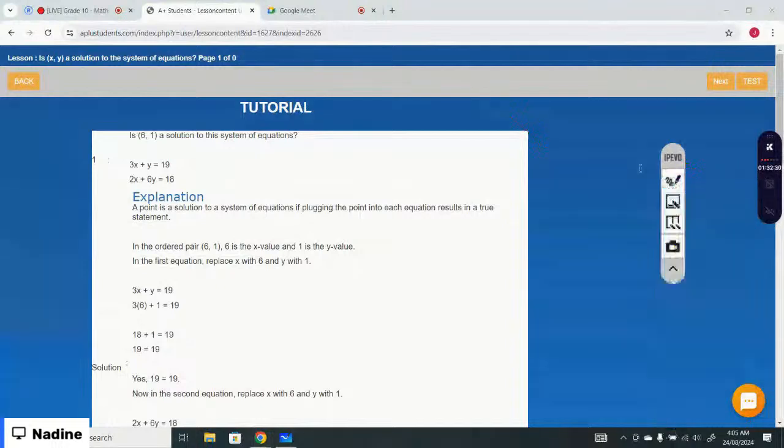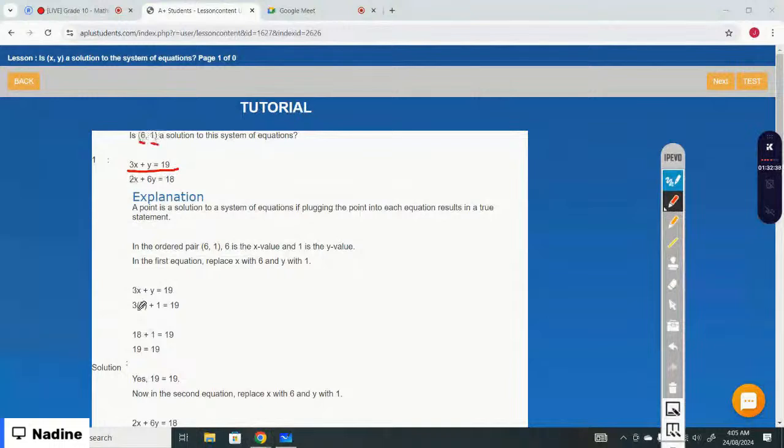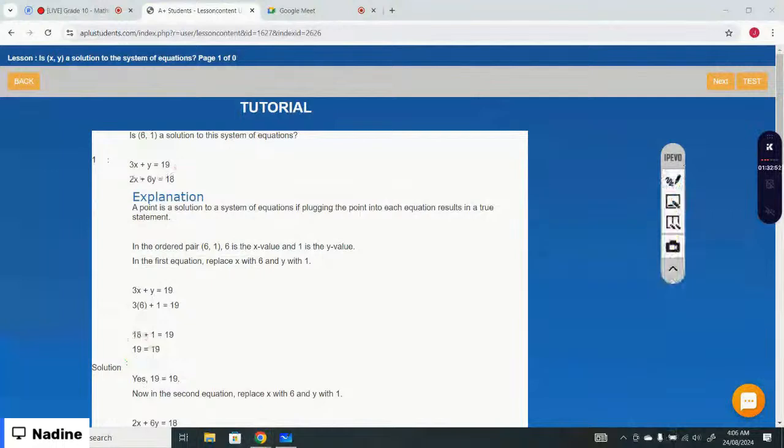So (6, 1), start with the first equation, 3x plus y equals 19. X is 6, y is 1. So replace: 3 times 6, because x is 6, and y is 1. So 3 times 6 is 18, plus 1 is 19. 19 is equal to 19, right? So for equation number 1, (6, 1) is the solution. But you have to check for the other one also.